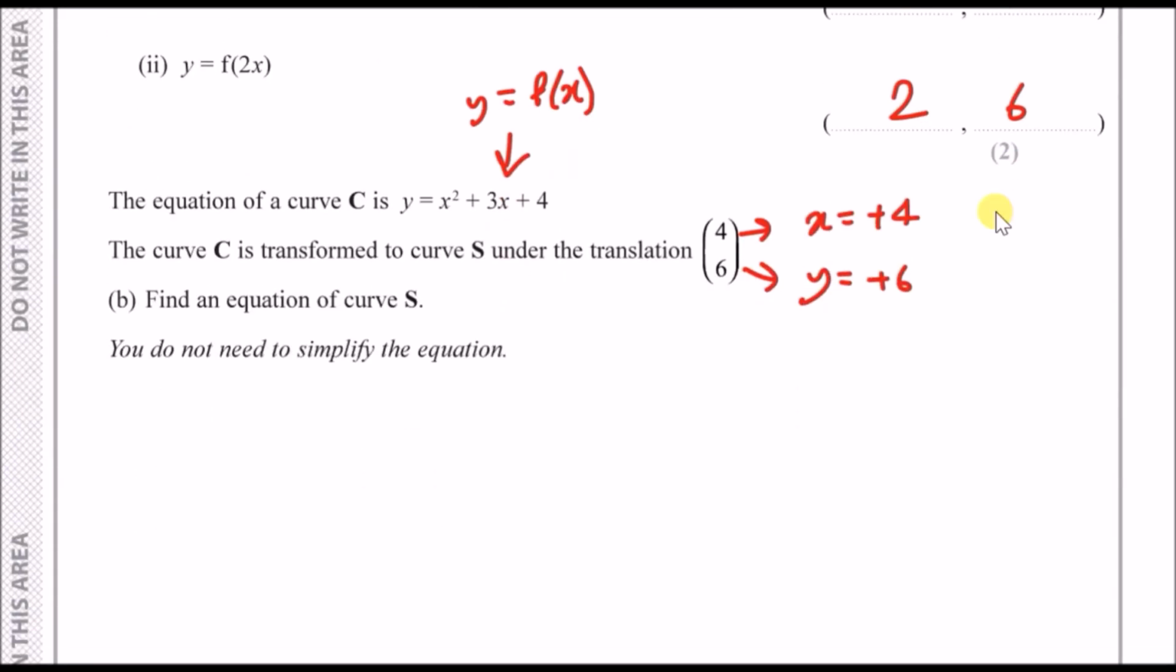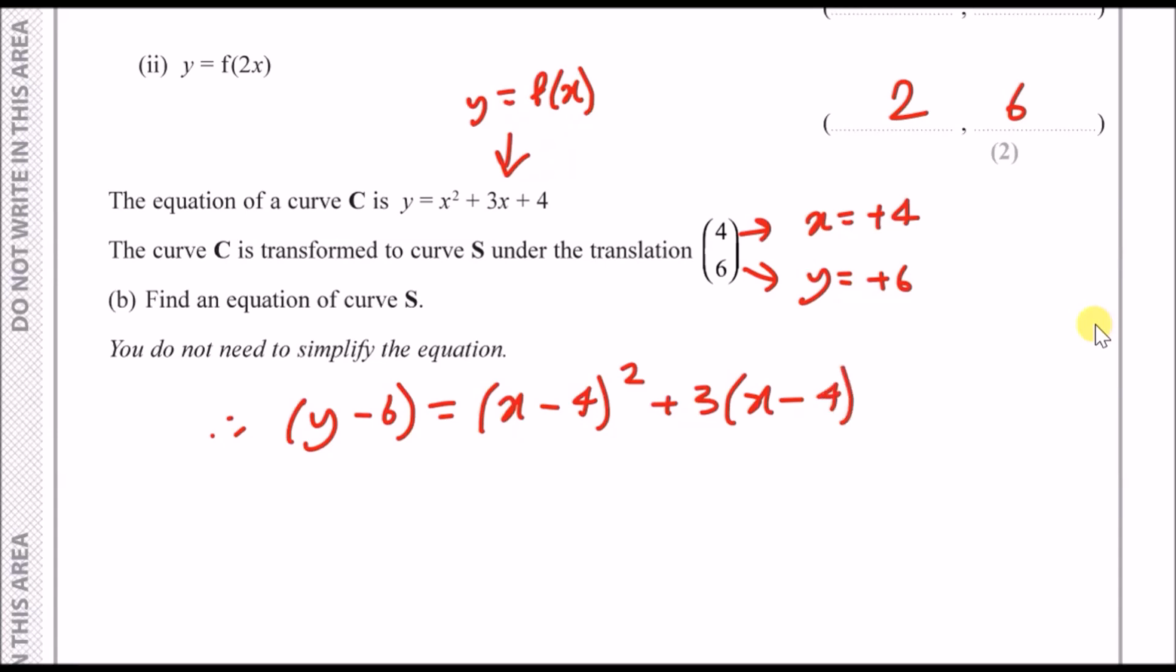So essentially, we now have an equation that has, instead of y, bracket y minus 6 equals, instead of these x's, you're now going to have bracket x minus 4 squared plus 3 times x minus 4, and then of course plus 4. Now it says here you do not need to simplify the equation, so you could just literally leave it like that, and yeah, we're done.